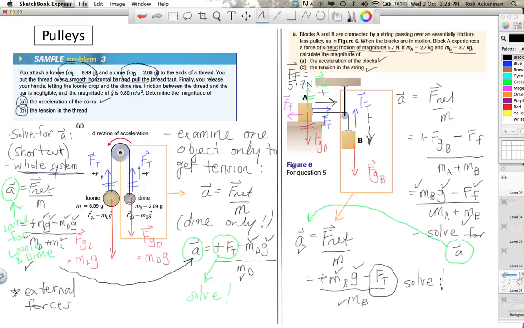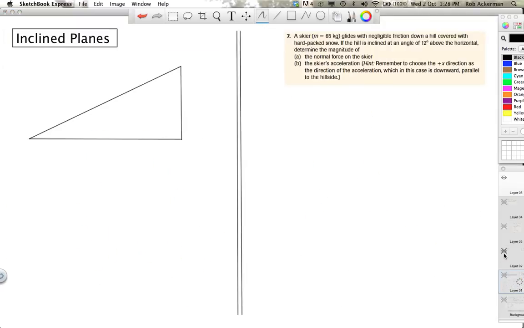And that's it. That's how we do pulley questions. It's basically looking at them by saying the accelerations will be the same, the tension forces will be the same. We use the whole system method to get the acceleration, and then we isolate one object to get the tension. All right, let's move on.